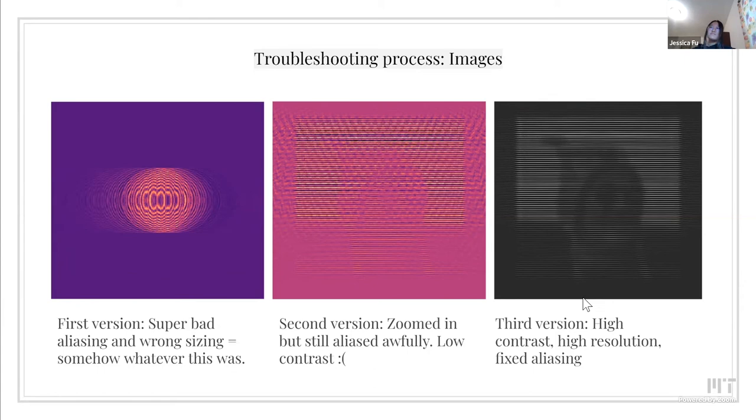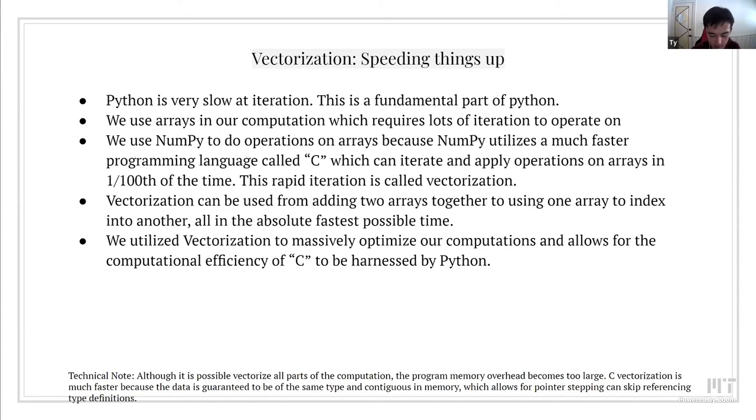Obviously, besides the back projection algorithm, possibly the most important part of this is getting things to run fast. Normally, these algorithms can take a super long time, and we do so many iterations that it's imperative that this algorithm takes as little time as possible to execute. So how we do it is we use something called vectorization.